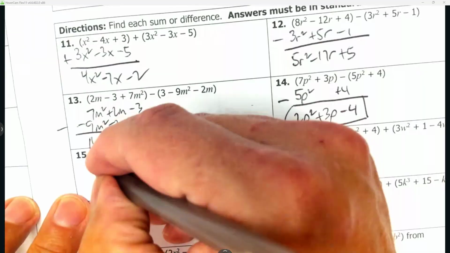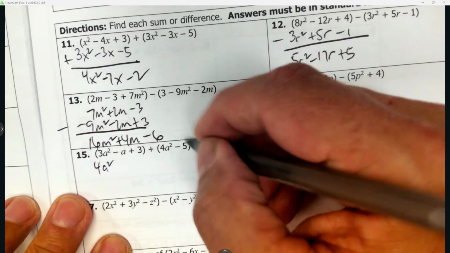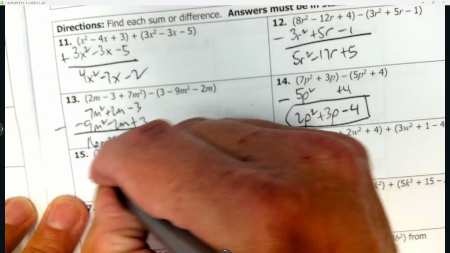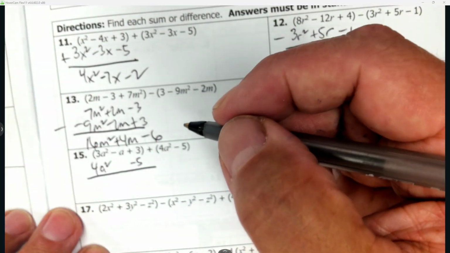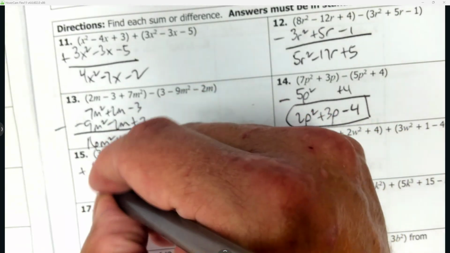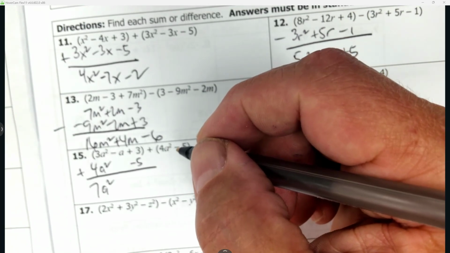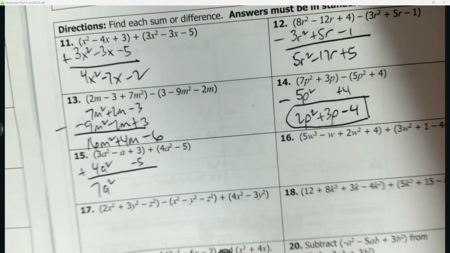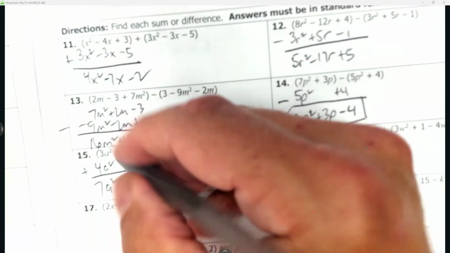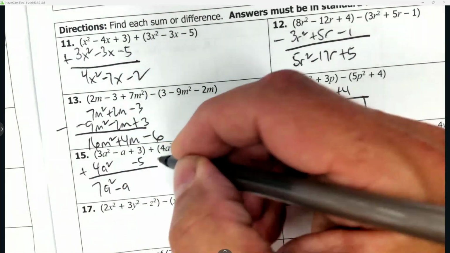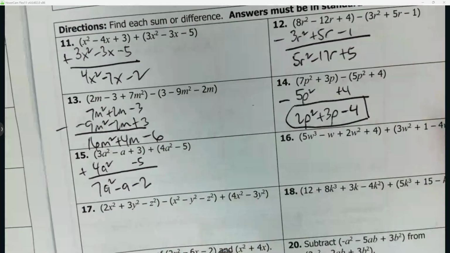Line them up. So this is 4a squared and minus 5. Make sure that like terms are underneath each other. And again, we're adding. So 3 plus 4 is 7. A little blurry there. Negative a plus nothing is just negative a. And then 3 plus negative 5 is minus 2.